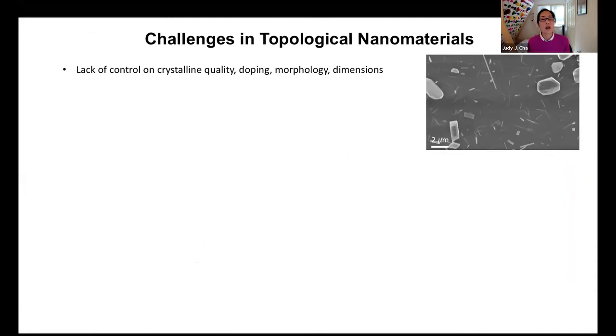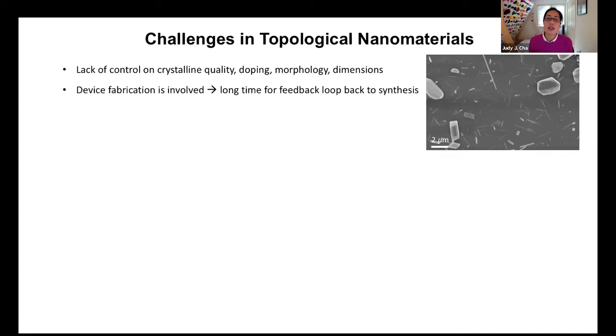One is that unless you're using sophisticated growth methods such as MBE, we still don't have good control on the crystalline quality, morphology and dimensions of these nanowires. We need to make sure that we're making many nanowires of the same diameters and length. So that's one problem. Second is that it's much harder to go from synthesis of the nanowires to checking their electrical properties because the device fabrication is involved. So the feedback from the synthesis to property takes much longer time.